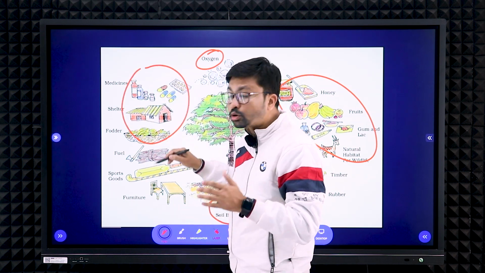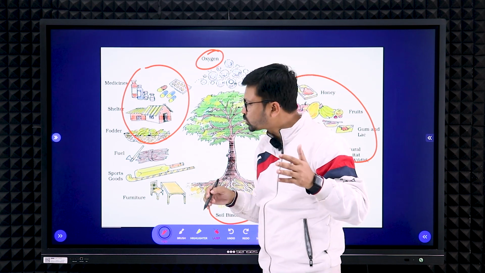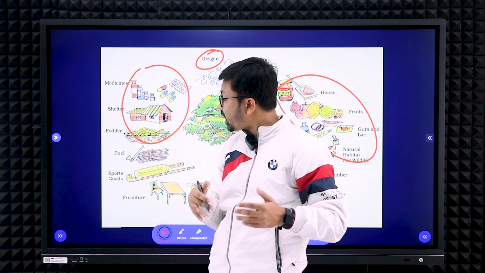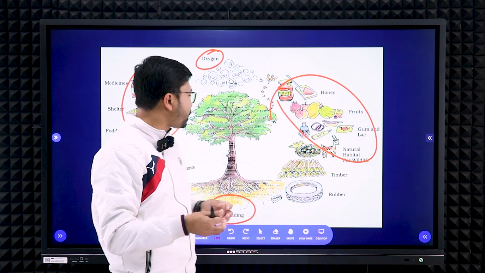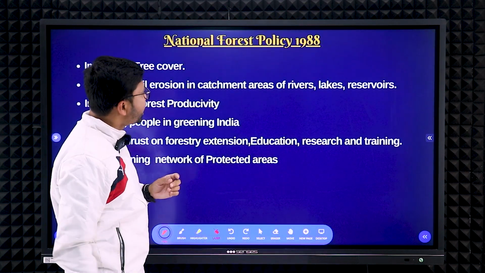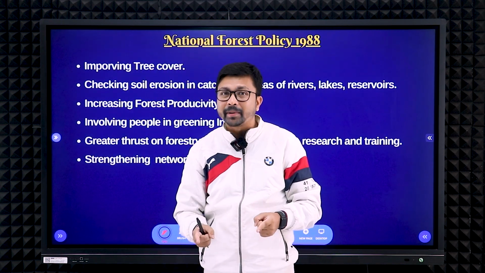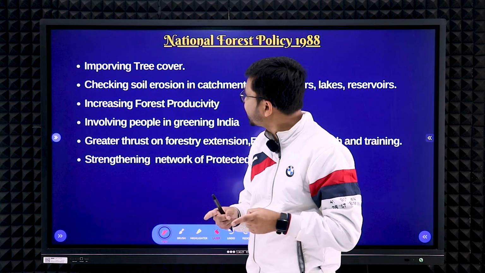It's giving shelter to the different types of wildlife or animals, right? And it also provides food to the animals as well as to us. It provides us different food products. Next, here you can see the forest policy. As I said, the amount of forest is declining day by day.